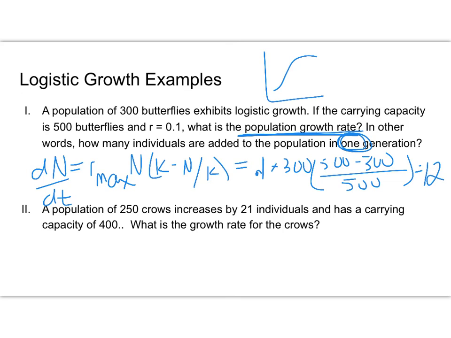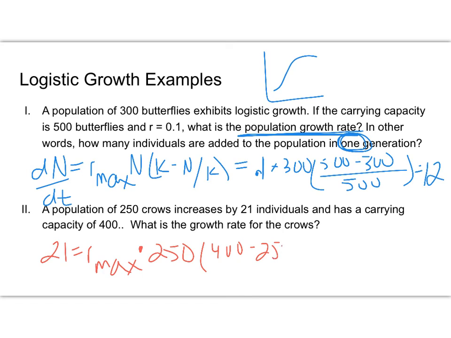Let's look at the one with the crows below it. So a population of 250 crows increases by 21 individuals and has a carrying capacity of 400. What is the growth rate for the crows? So I want the growth rate here. So this time I know that my change in population is 21. What I don't know is my R max. Okay, I know my population size, which is 250. Okay, I know my carrying capacity, which is 400.